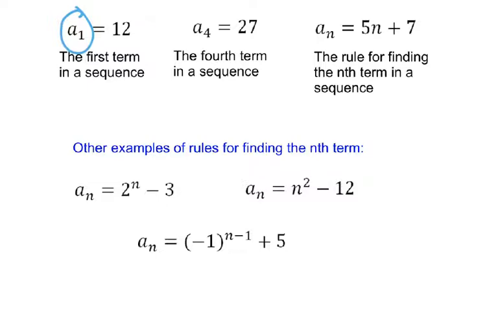And then if you have the rule or expression that gives you any term in the sequence, for example, the nth term, so the nth term could be the 7th term, the 11th term, the 12th term, so it could be any term in the sequence. You'll normally have an expression that gives you the rule for finding any of those. So this one is a sub n equals 5 plus 7. We have some others down here: a sub n equals 2 to the n minus 3, a sub n equals n squared minus 12, etc. So any of those can be rules that would find any of the numbers in the sequence.